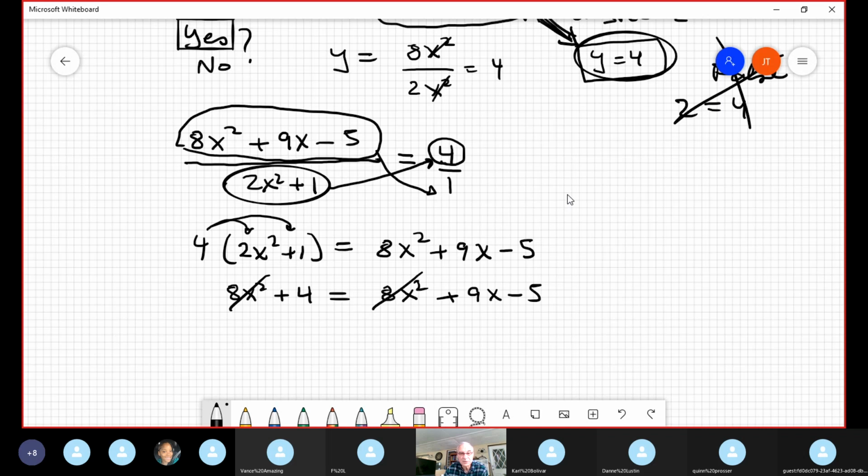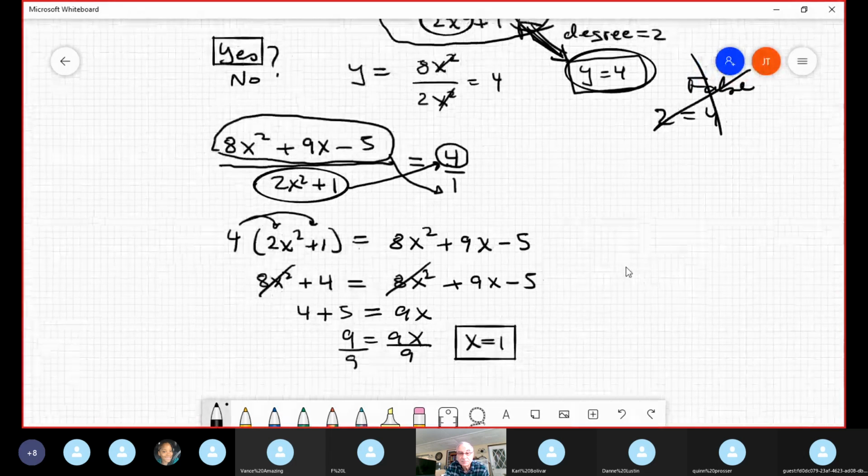Now I solve for x. So 4 stays, I move 5 to the other side. It's equal to 9x. 4 plus 5 is 9. Divided by 9, both sides. Wow, we discovered that x equals 1 is the famous point in which our original function crossed the horizontal asymptote.